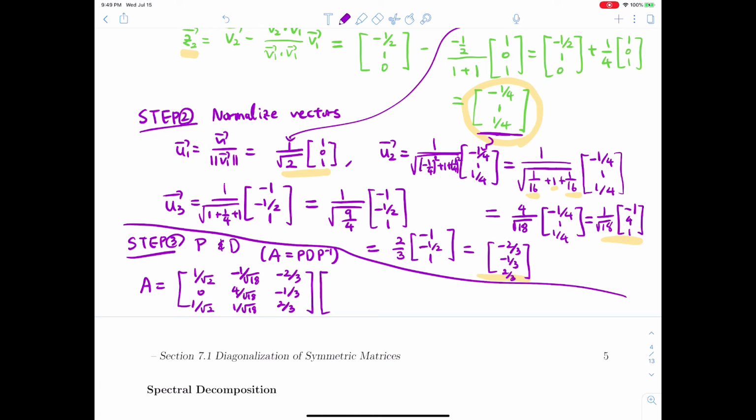And you multiply this to the diagonal matrix with its diagonal entries corresponding eigenvalues. So we have 7, 7, and negative 2, and the rest are zeros. And P inverse is simply the transpose matrix of the given matrix P, which is given by 1 over square root of 2, 0, 1 over square root of 2, negative 1 over square root of 18, 4 over square root of 18, 1 over square root of 18, negative 2/3, negative 1/3, and 2/3. So this gives us an orthogonally diagonalized matrix for the given matrix A.